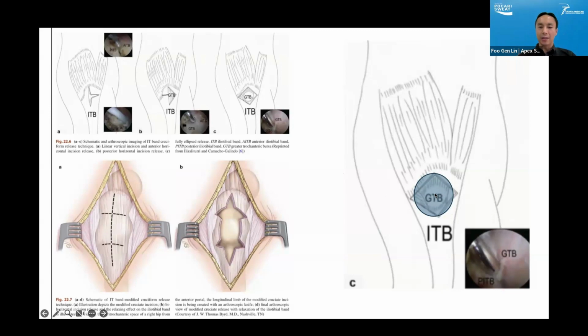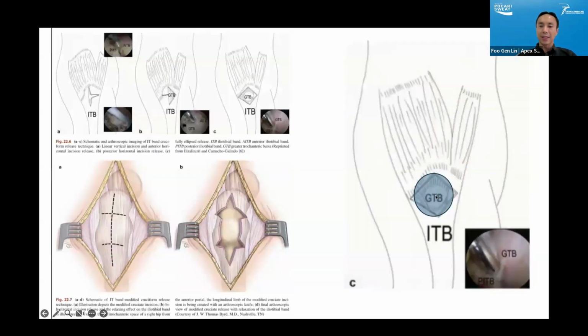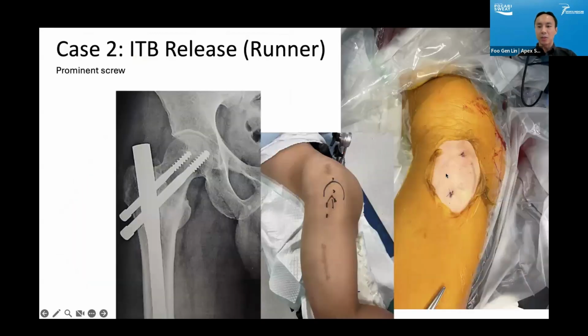This is where there's that bony prominence right here, where the IT band rubs against the femoral bone. And this is exactly where I release it so that it will not rub anymore against the IT band. And this is done through two portals or two keyhole sites.